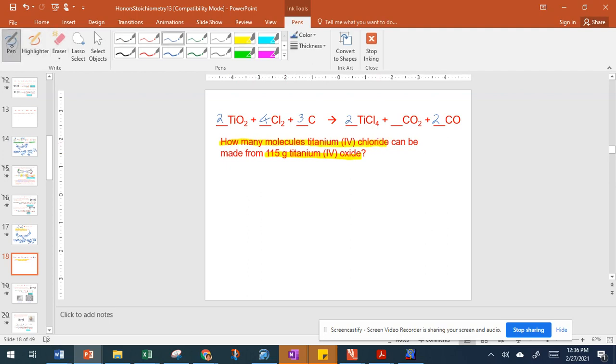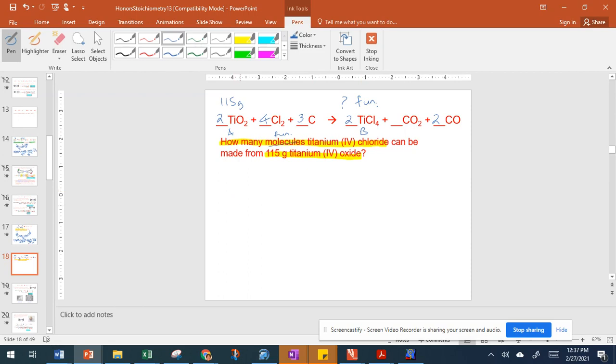So just to organize yourself, each time I want you to write down what the problem is giving you and what you're asked to find. So it's telling us we have 115 grams of this. So this is our A. This is our known. It's asking us for the molecules of titanium 4 chloride. So I'm going to put molecules, and actually that should be formula units. So let's actually change that to formula units. And this will be our B.